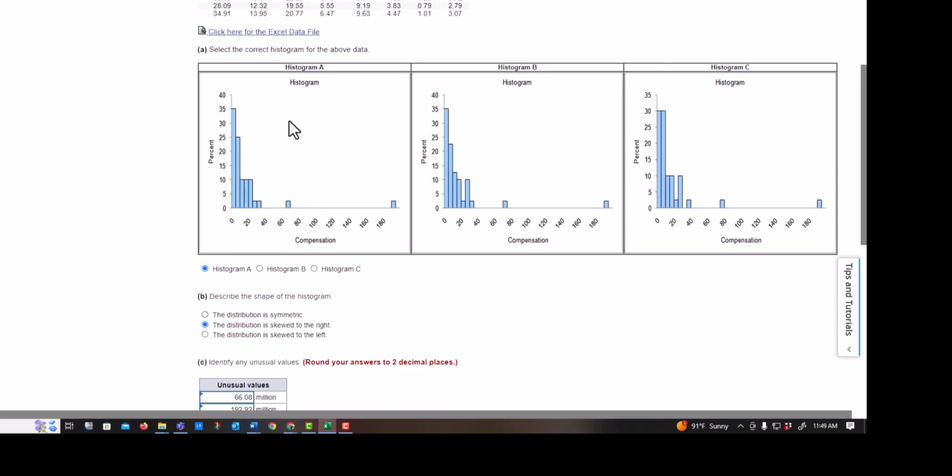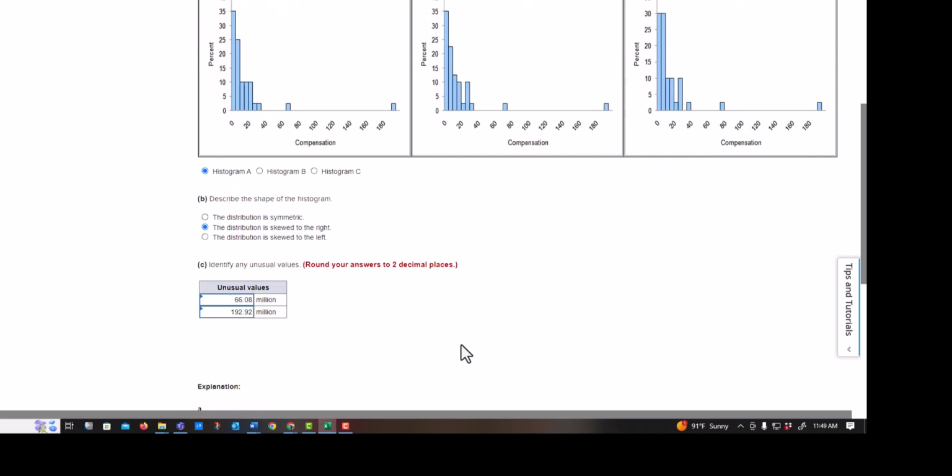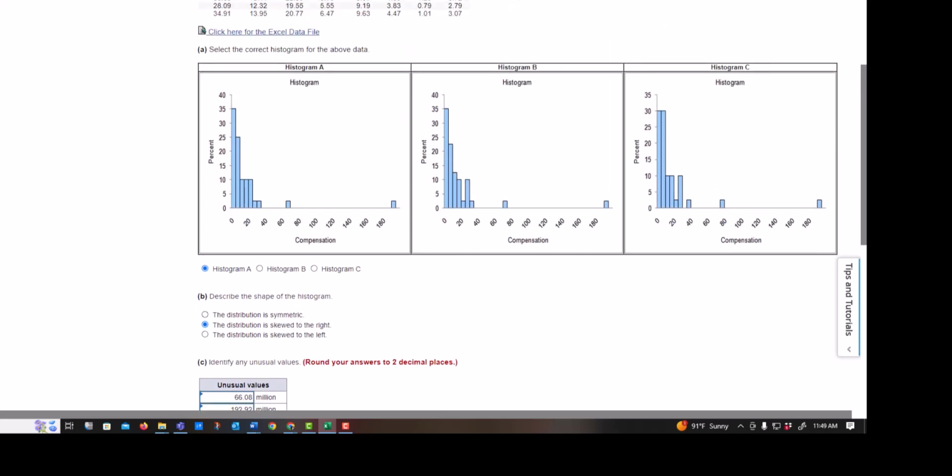Whenever you have the bulk of data here to the left and it kind of skews out in this direction, this is skewed to the right. The unusual values are definitely these 2 right here. And you can see them up here in the table, the 192.92 and the 66.08. And that's how you would look at this one.